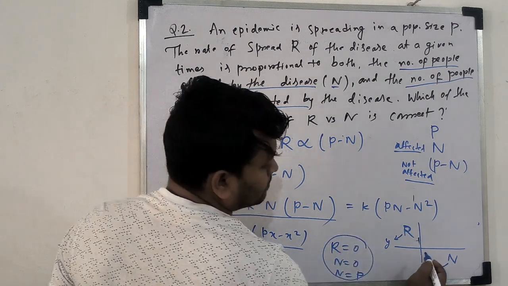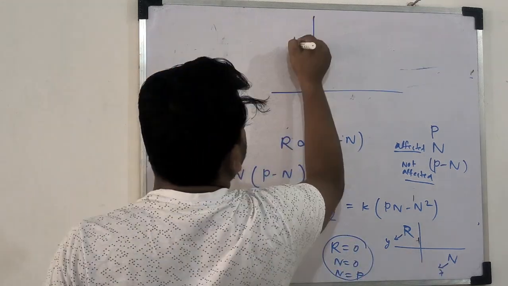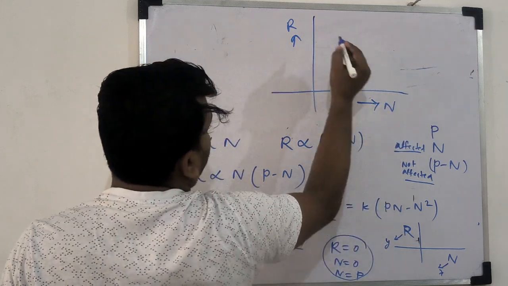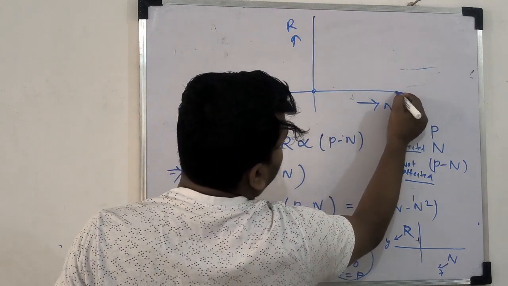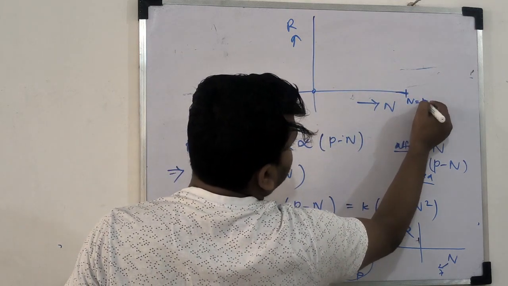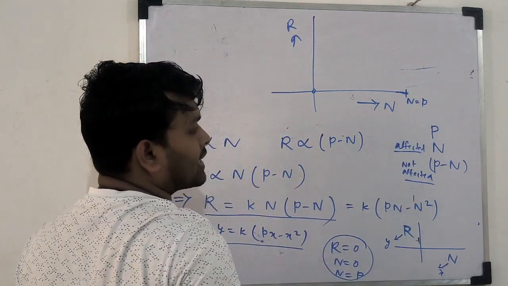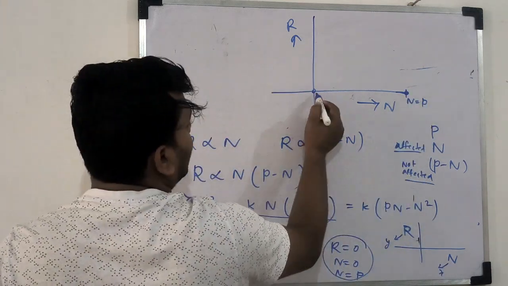Okay? So if we draw the figure, this is R, this is N. So R will be 0 at N equal to 0 and at N equal to P. So from the figure given in option C, R is 0 at N equal to 0 and N equal to P.